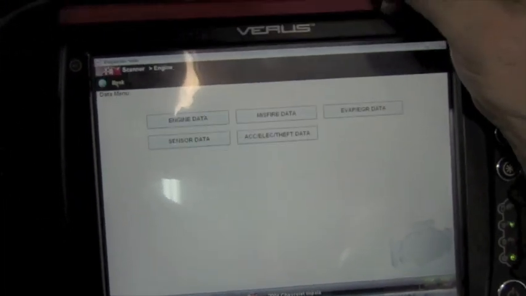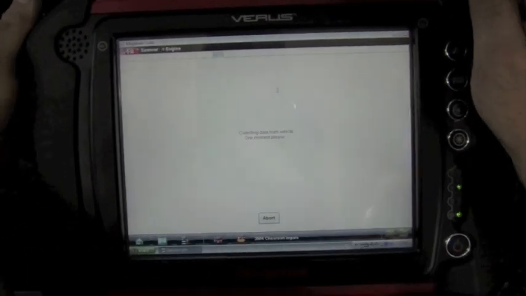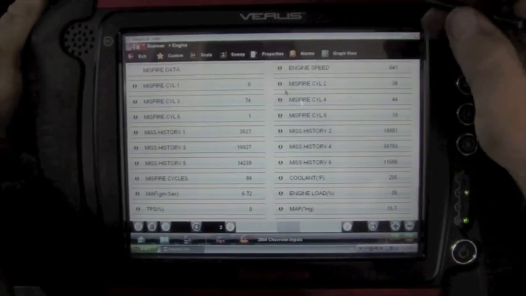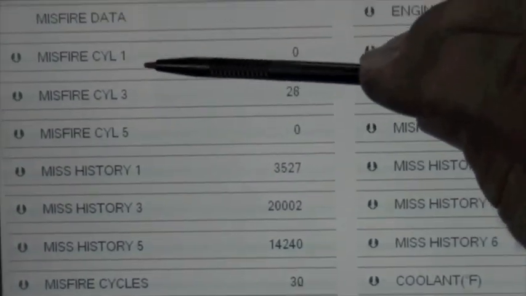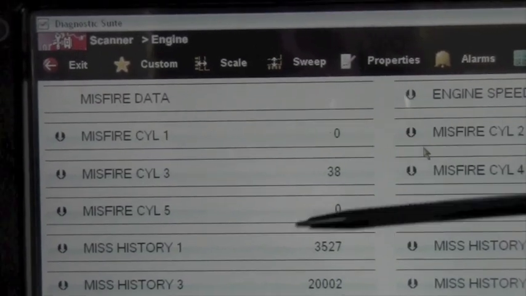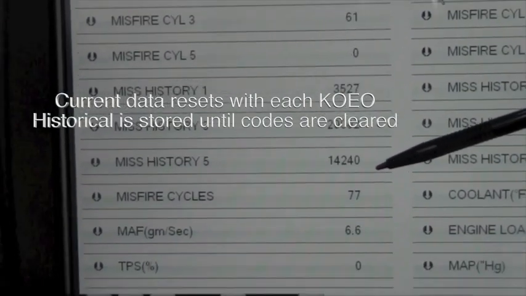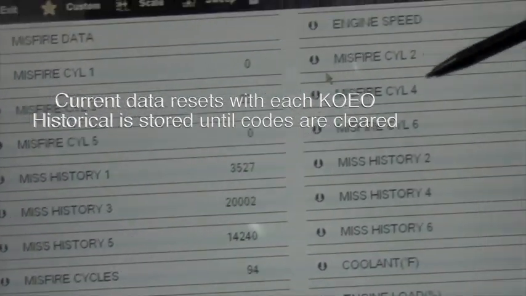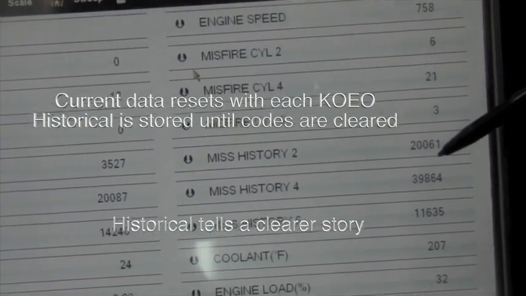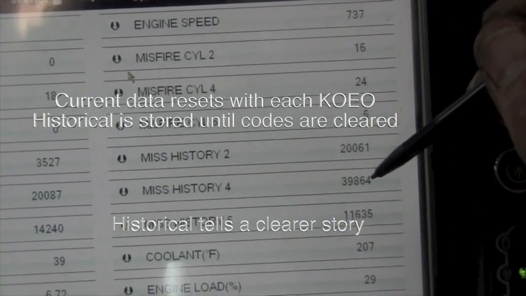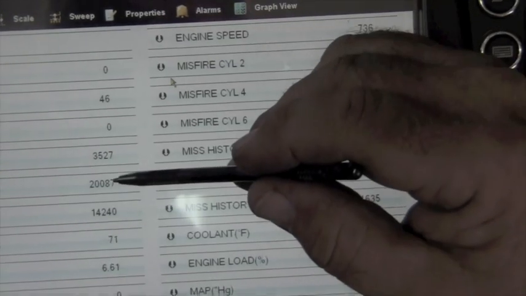And let's look at misfire data. Now if you look at our misfire data, here's our current cylinder 1, 3, and 5. There's the values. And here's the history, or the historical count. You can see they're significantly higher. Now if we go over to cylinders 2, 4, and 6, you can see the current and the historical values. So you can see why the computer is saying a P0300, because every cylinder is misfiring. And they're fairly high numbers, but these are very high.